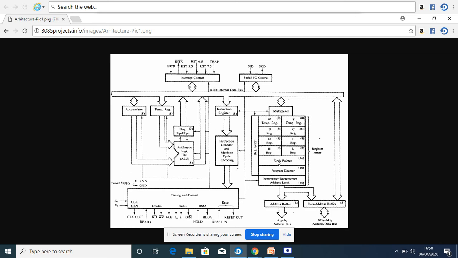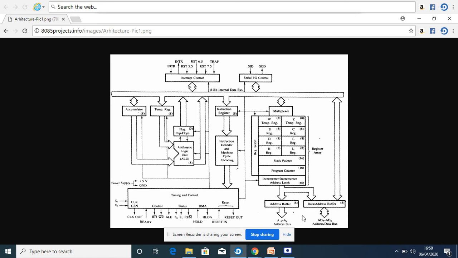These two registers, one is called the stack pointer, one is called the program counter. These are 16-bit registers that are used to store the address of the program. The program counter is a 16-bit register that is used to store the address of the next instruction to be executed in the program.